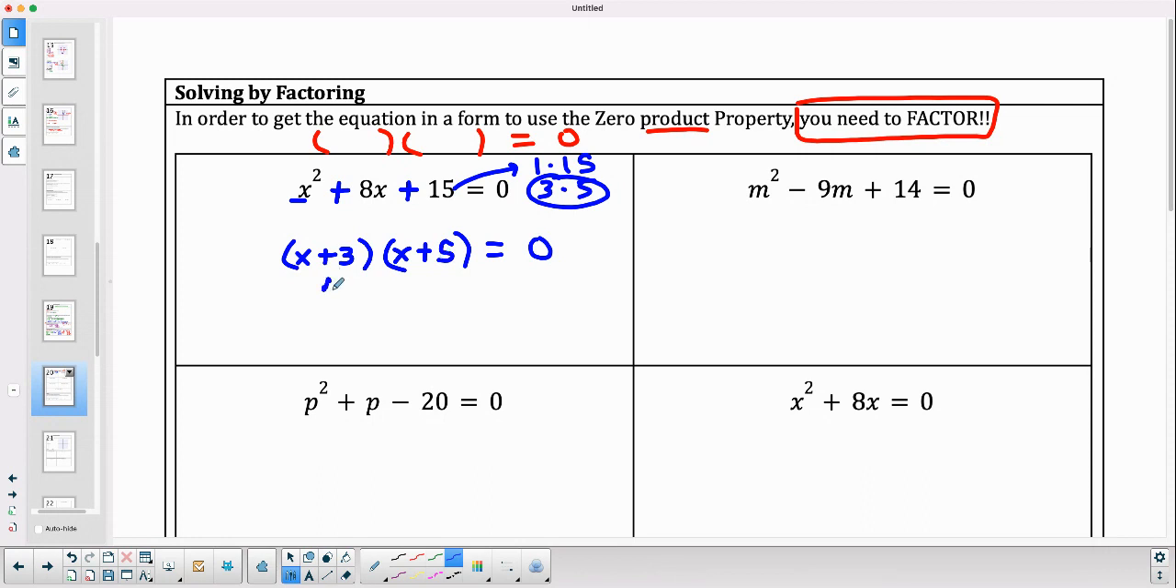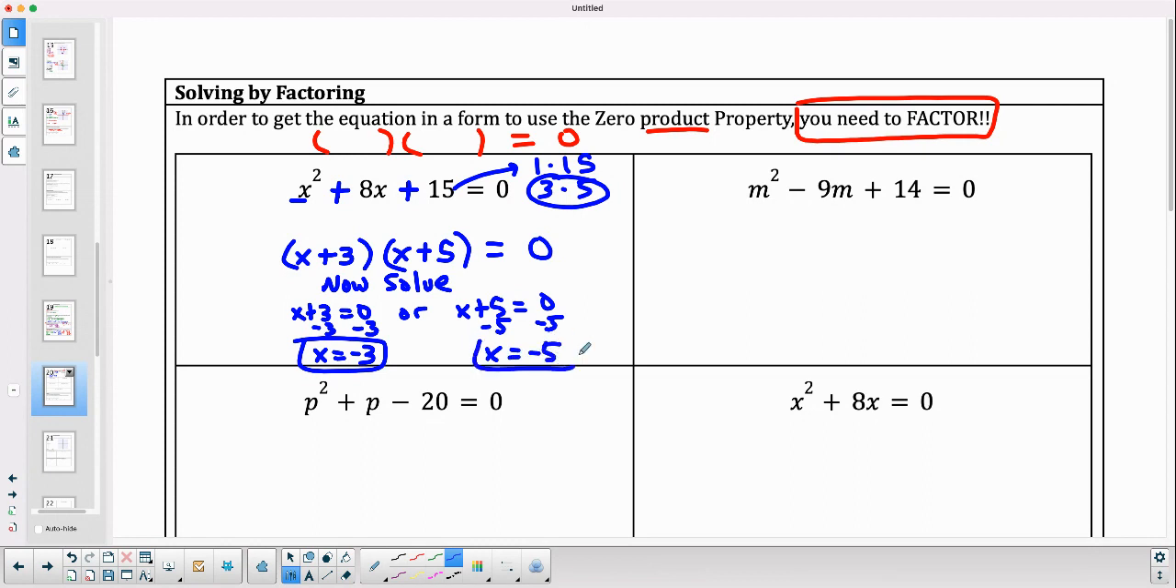Okay, so now we solve. So that could be x plus 3 equal to 0 or x plus 5 equal to 0. So here's how we're going to find our two solutions. This one we would have to subtract 3 from both sides, and we get x equals negative 3 as one of our solutions. Here we would have to subtract 5 from both sides, x equals negative 5. So now we factor and then we solve by factoring.